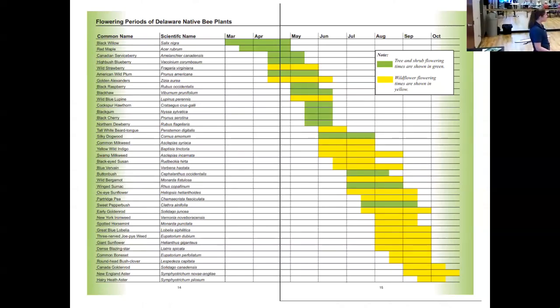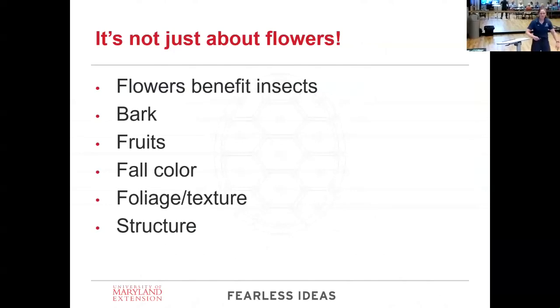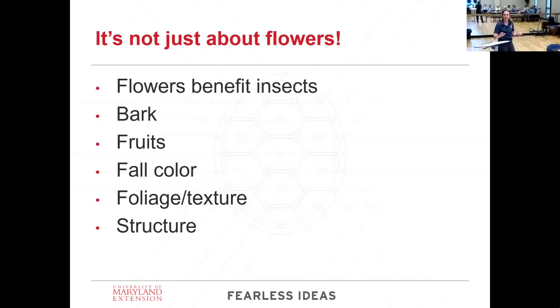And it's not just about flowers, even though we examine flowers as their benefits for providing for pollinators. What we can also look at are those other features and characteristics we don't think about, like bark, fruits, or fall color, things that have an impact at other times of the year when they're not in bloom. Even the foliage and texture, or structure, which provides habitat for nesting birds and things like that, which is mostly what I'm going to be covering today.